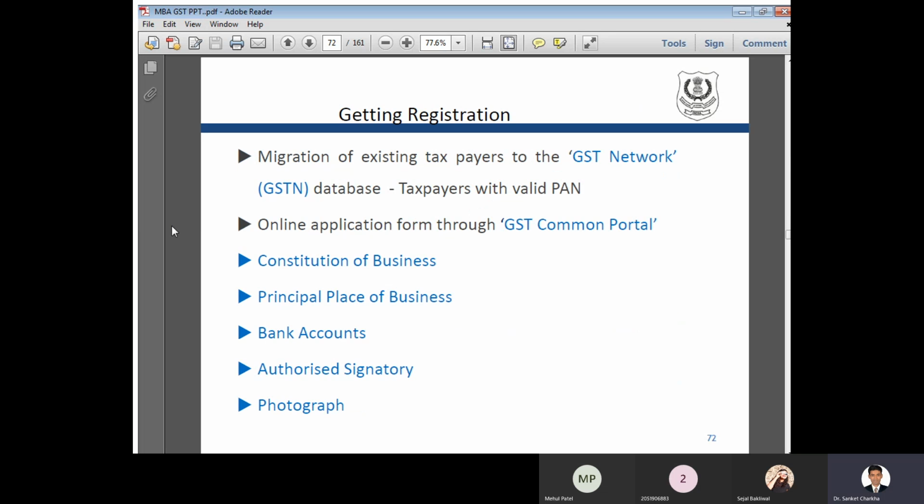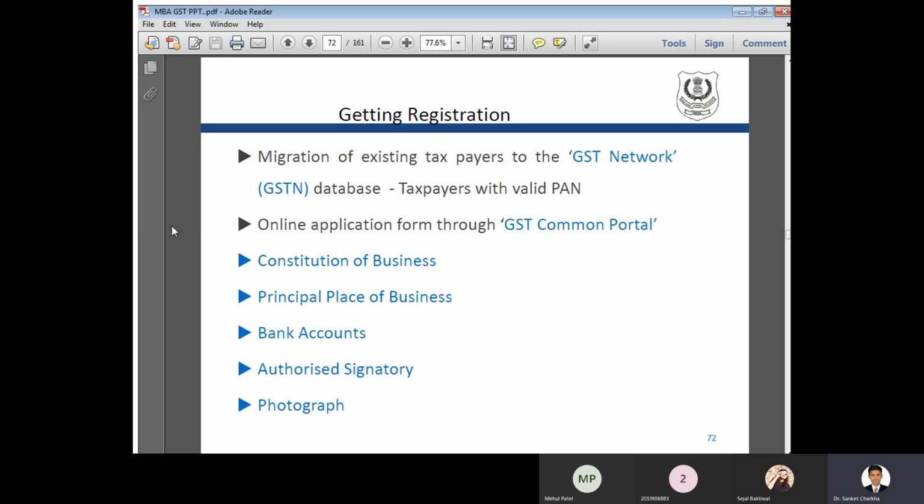Getting registration: migration of existing taxpayers to the GST network, that is, taxpayers in the GST database with a valid PAN. You always have to see from where the business vertical is getting migrated. If you are transferring your business from one place to another, or from one state to another state, then you have to get yourself registered in each and every state.